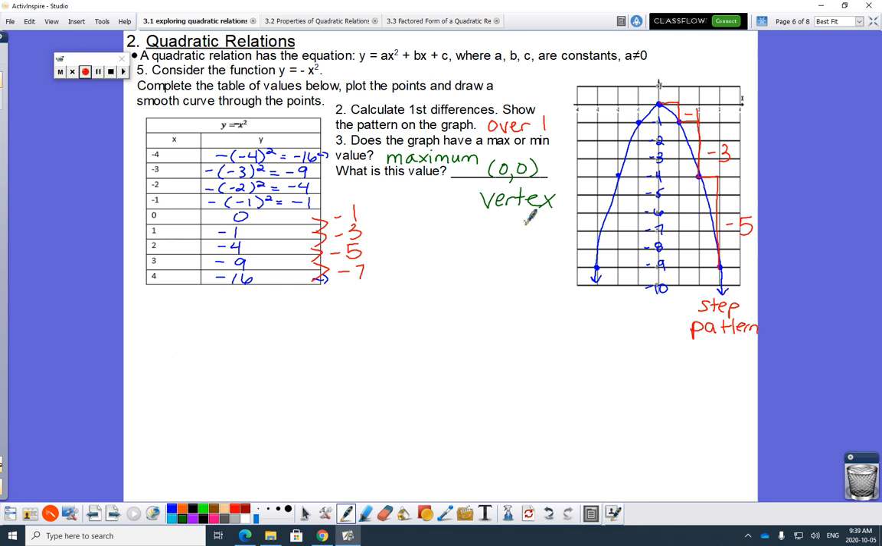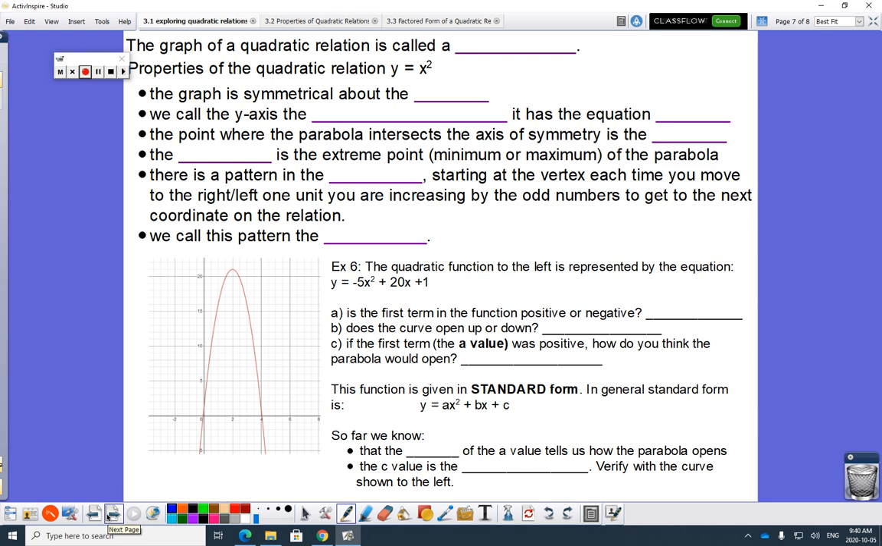Eventually we're going to talk about patterns in translating or changing a parabola. If you have a negative, then the parabola opens down. If you have a positive in front of the x squared, it opens up. And there are summary slides on the next page. Maybe not the next page, the page after. Okay? The graph of a quadratic relation is called a parabola. When you have the simplest parabola, this is like the base form, I guess.